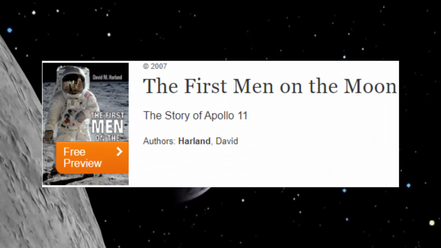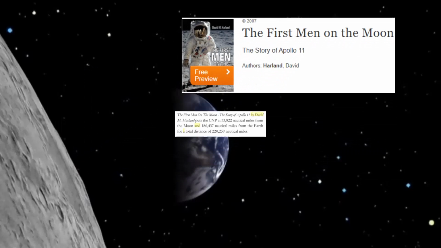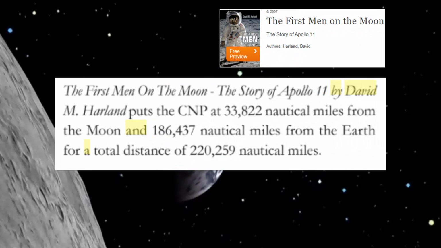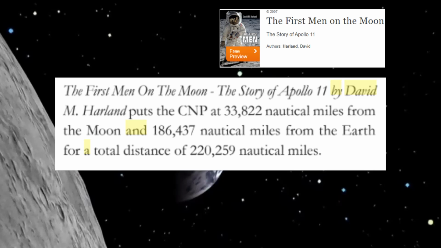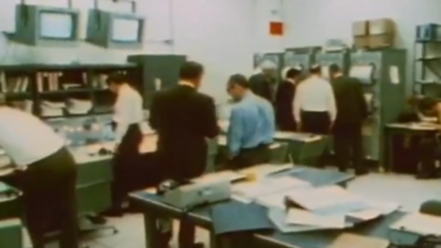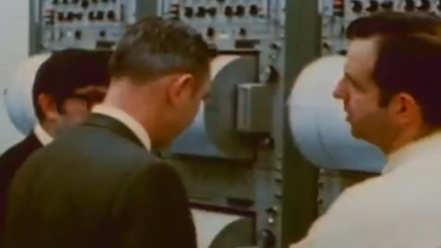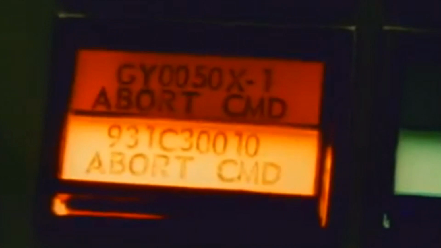The First Men on the Moon, The Story of Apollo 11 by David M. Harland puts the CNP at 33,822 nautical miles from the Moon and 186,437 nautical miles from the Earth for a total distance of 220,259 nautical miles. When these figures are converted from nautical miles to statute miles, David Baker and David M. Harland's numbers come close, but there's still a discrepancy of several miles.